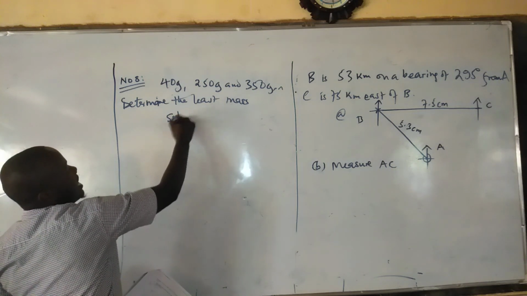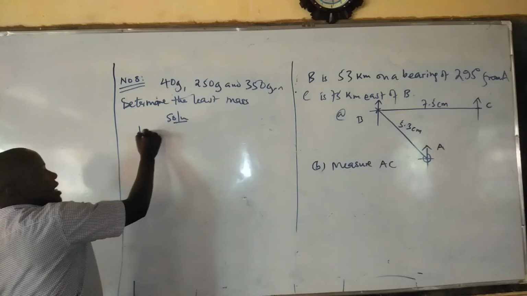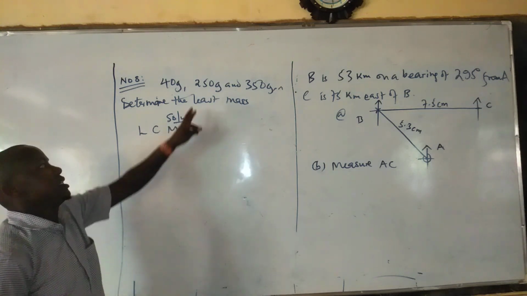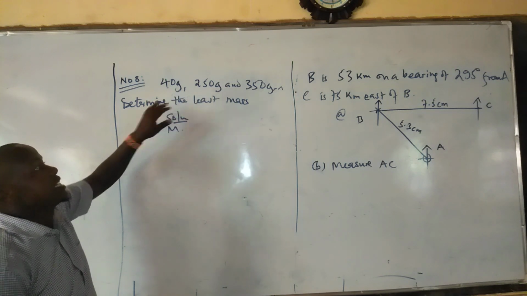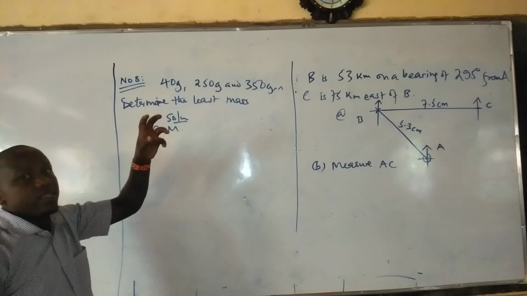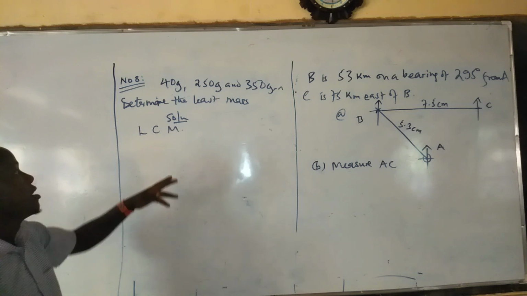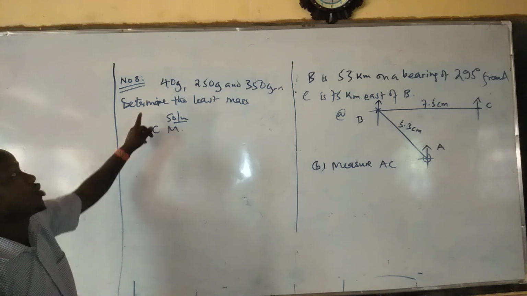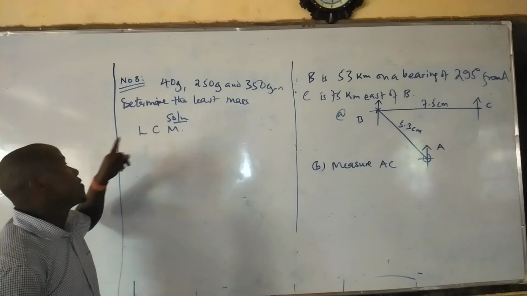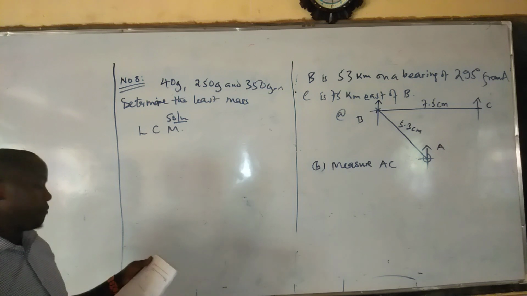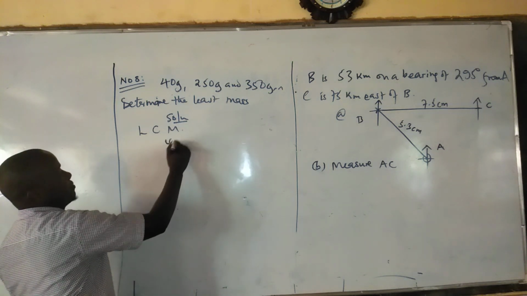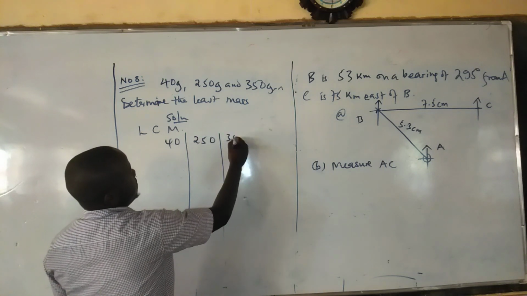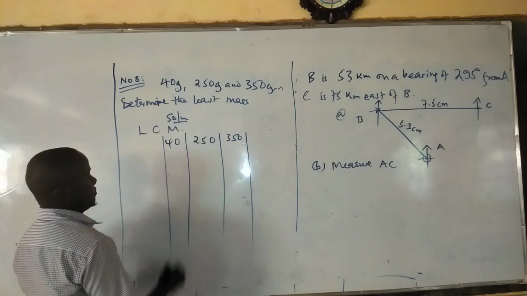So when you get the word least, then LCM should click in your mind. In other cases, they will use the word determine the greatest. When the word greatest, the largest, or the maximum appears, then GCD should come to your mind. But in this case, we are told to determine the least. Therefore, LCM should come to your mind, so we're getting the LCM of 40, 50 and 350.